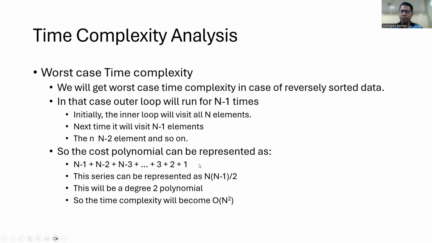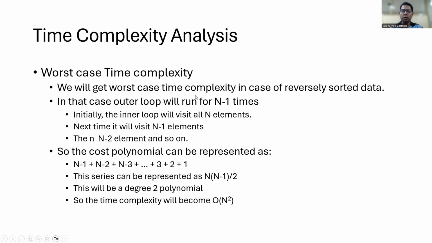So we know the summation of n natural numbers is n into n plus 1 by 2. But here we have n minus 1 in the last term. So basically it will become n into n minus 1 by 2. So this polynomial is nothing but a degree 2 polynomial. So that means this algorithm belongs to the class of order of n square.